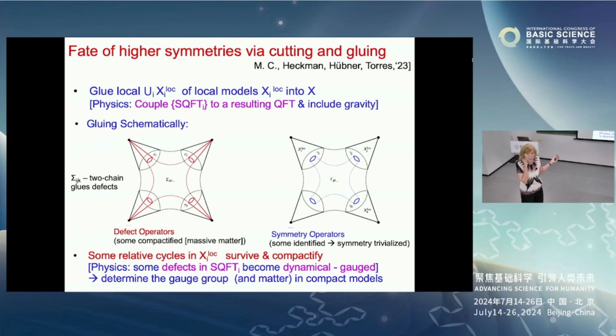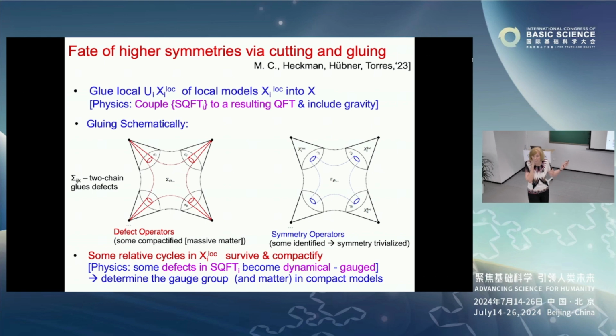Yeah, but the question that I ask is, how do you glue it? What happens when you cannot glue cycles into compact ones of the defects? Yeah, it's broken.